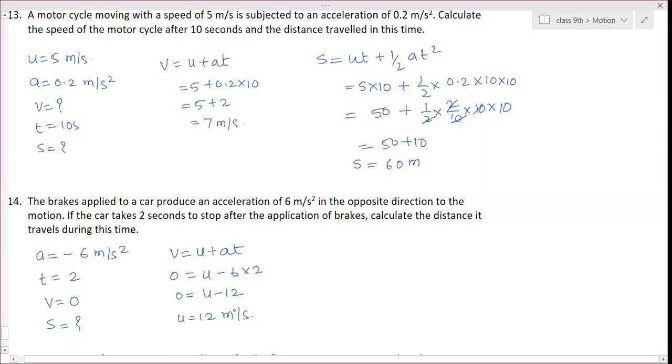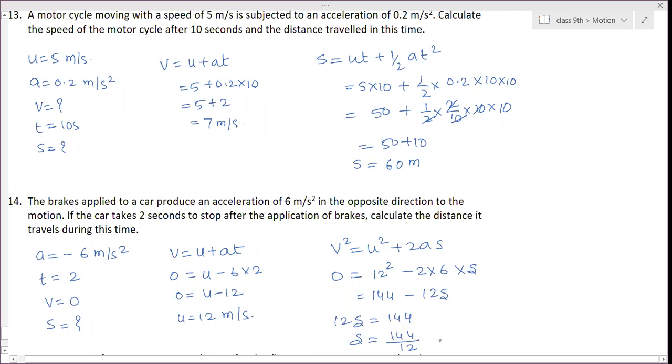And now use the second or third equation of motion to get the value of S. I will use the third equation. v square is equal to u square plus 2as. v square is 0, u is 12 square, 2 into minus 6 into s. So 12 square is 144 minus 12s. So 12s is equal to 144. S is equal to 144 by 12, that is equal to 12 meters.